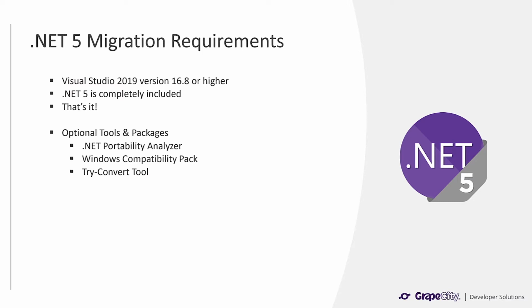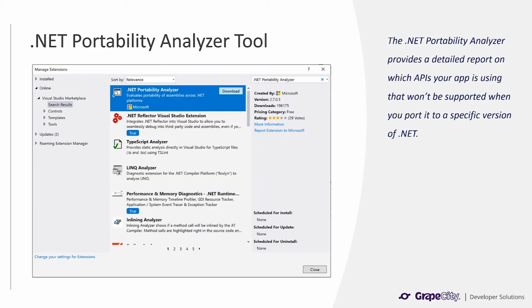Next, let me demonstrate some of these tools and show the manual migration process using only Visual Studio and Component 1 controls. The .NET Portability Analyzer provides a detailed report on which APIs your app is using that won't be supported when you port it to a specific version of .NET. To get started with it, you must download the extension from the Visual Studio Marketplace. You download the extension, which will install as a VSIX. Then you must close and reopen Visual Studio.